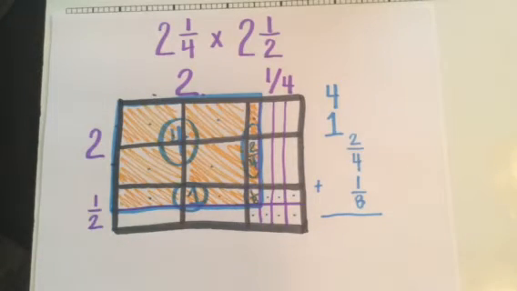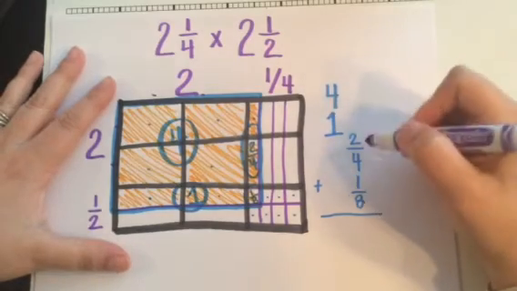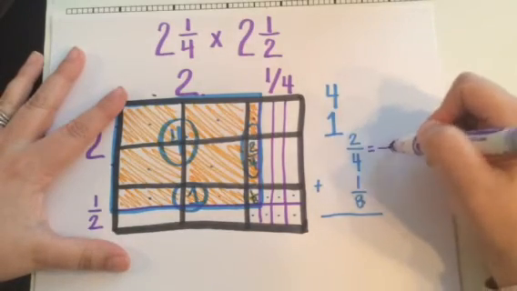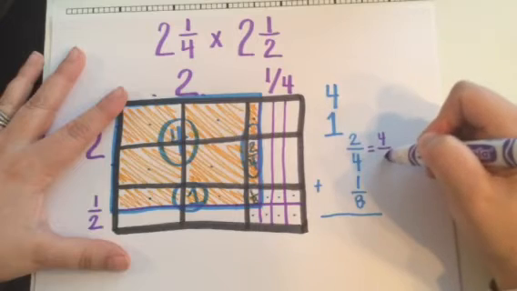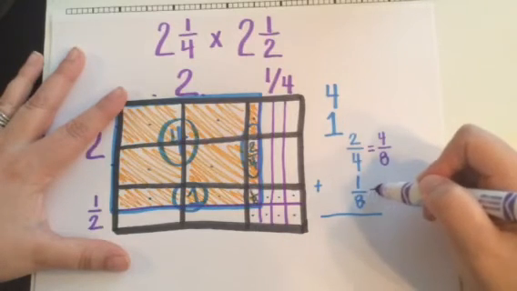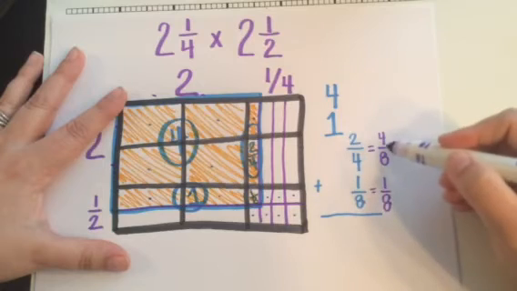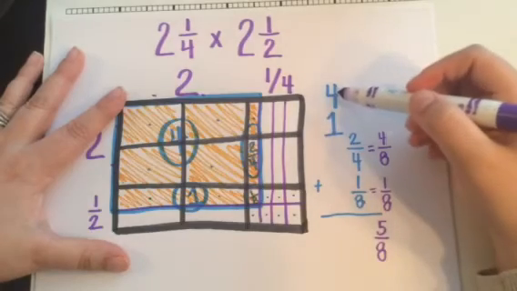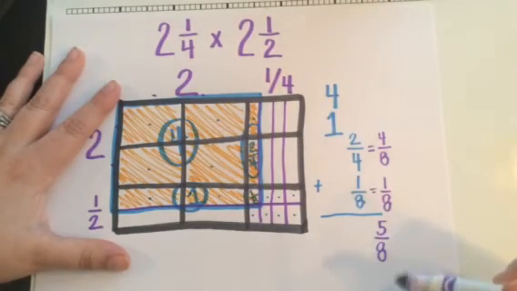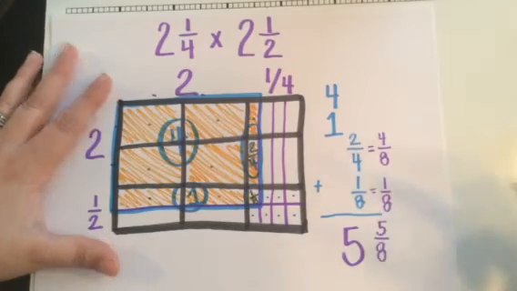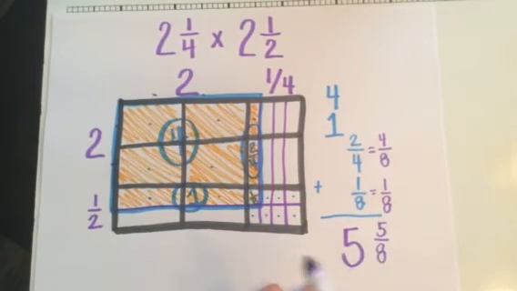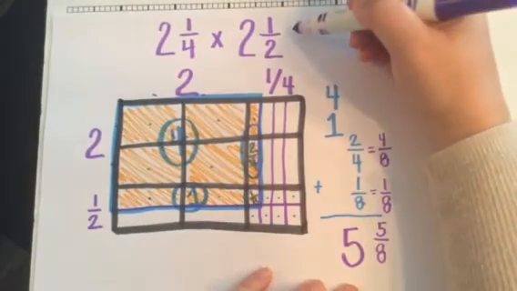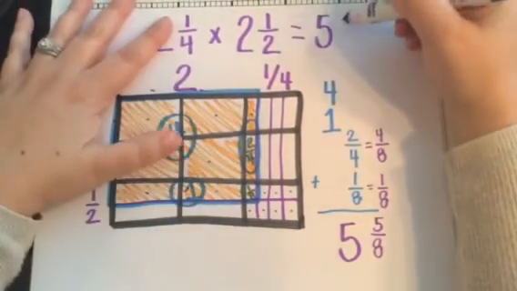So we can work with the fractions first, remembering what we did earlier in this school year and what you did in 4th grade. With your knowledge of equivalent fractions here, we know that 2/4 is equivalent to 4/8. And then we can just leave 1/8 as it is. So now if we add 4/8 plus 1/8, that would give us 5/8. And then we have 4 plus 1, which is 5. And so then we can see that 2 1/4 times 2 1/2 is equal to 5 5/8.